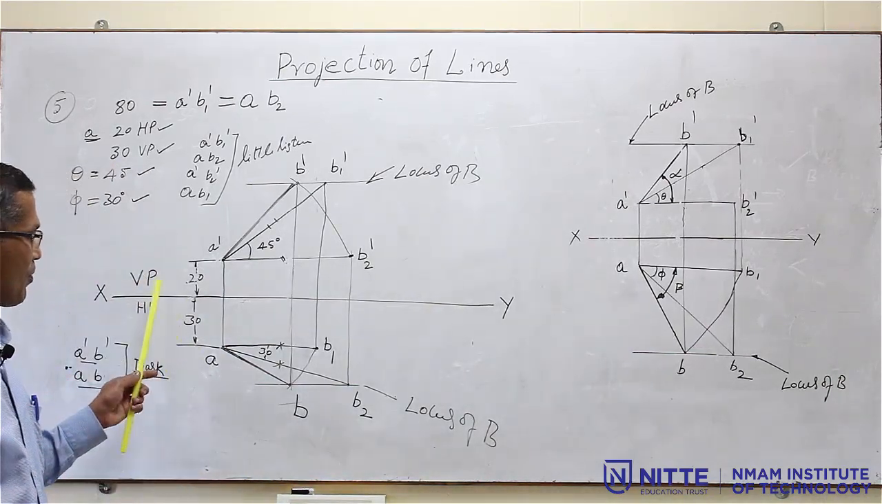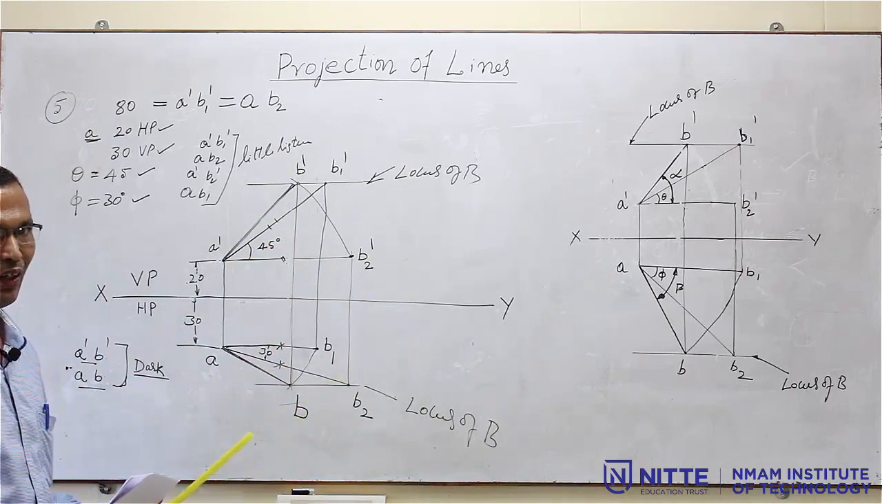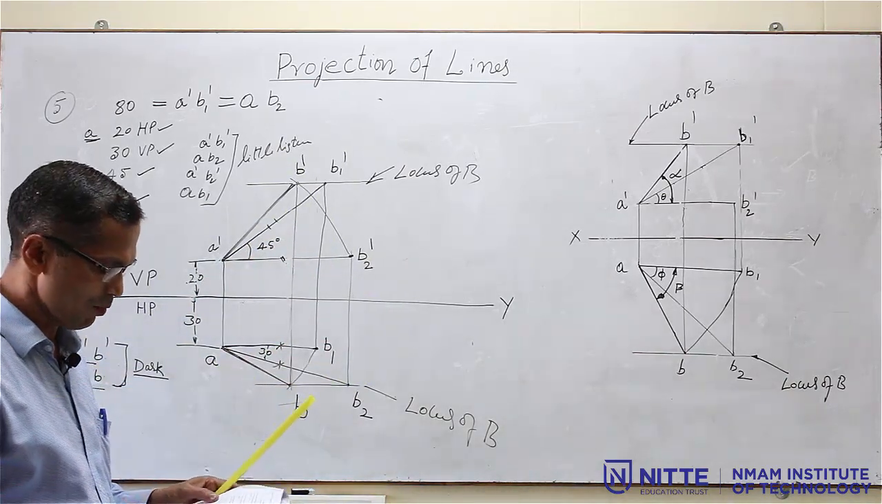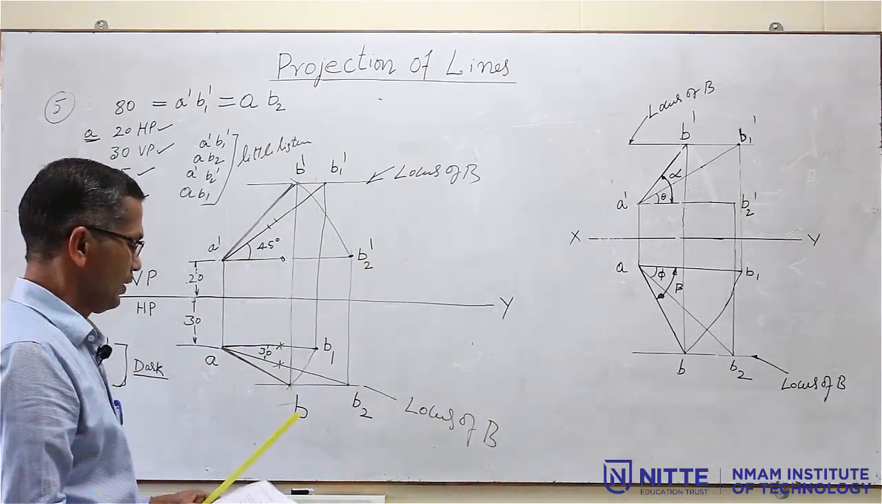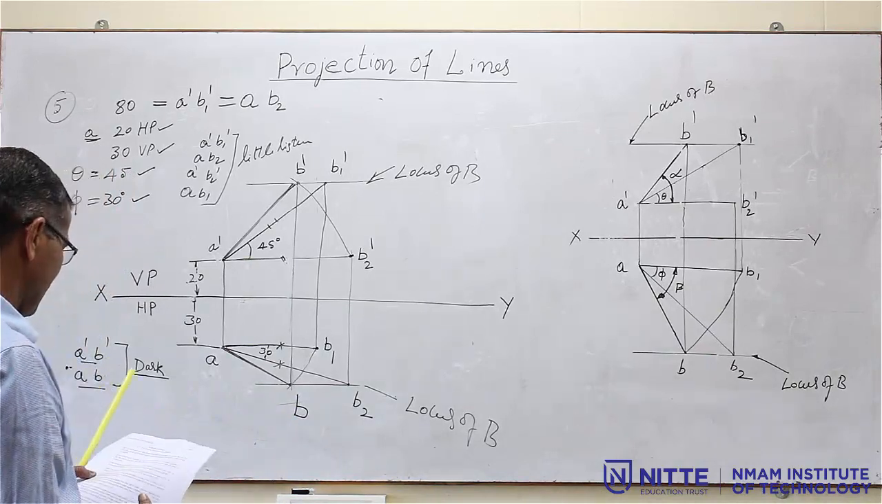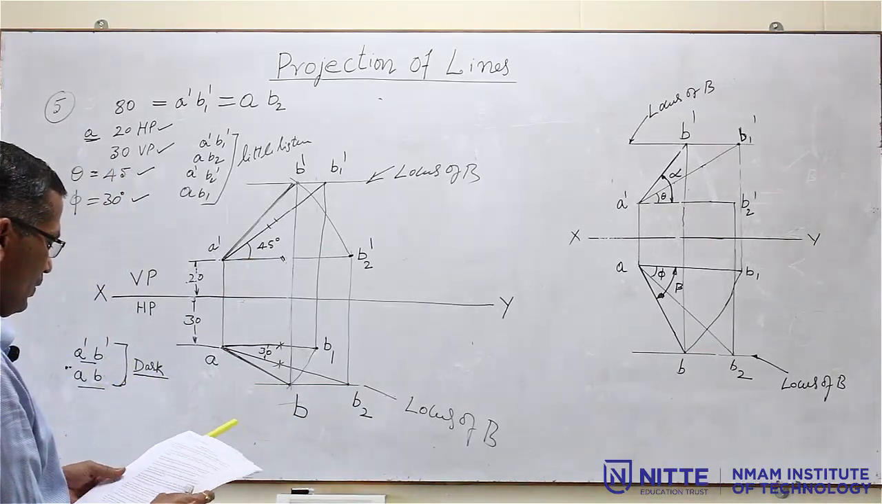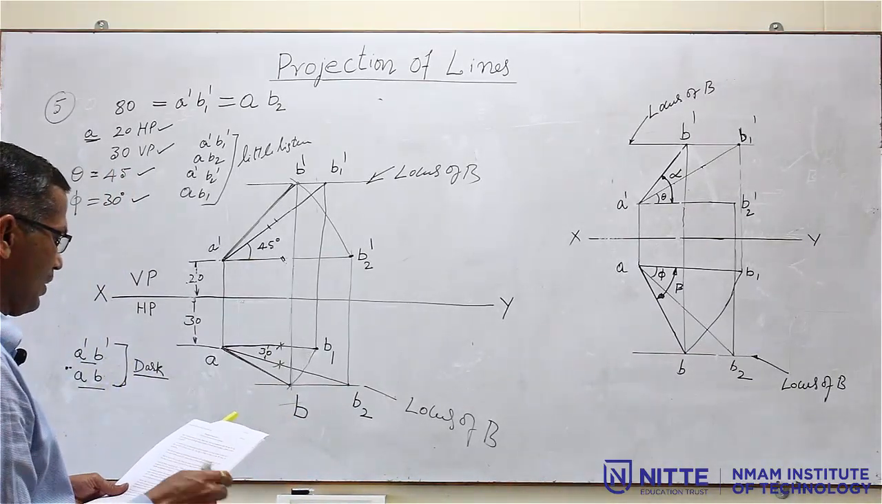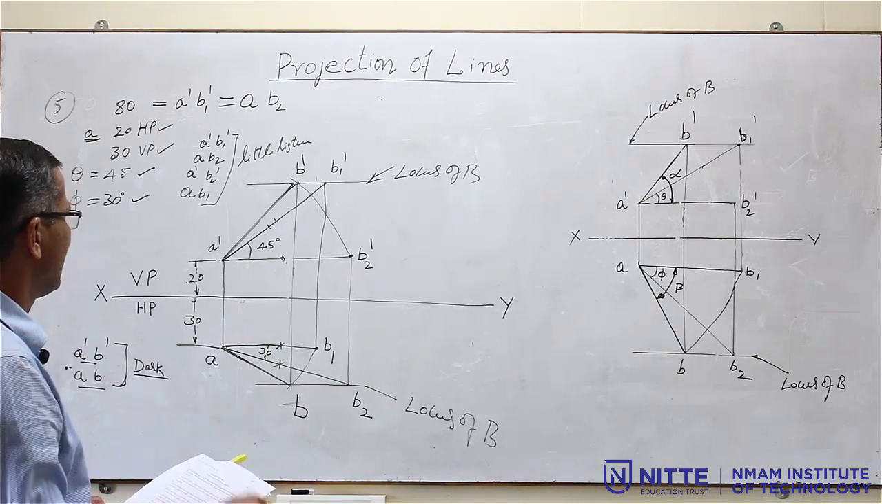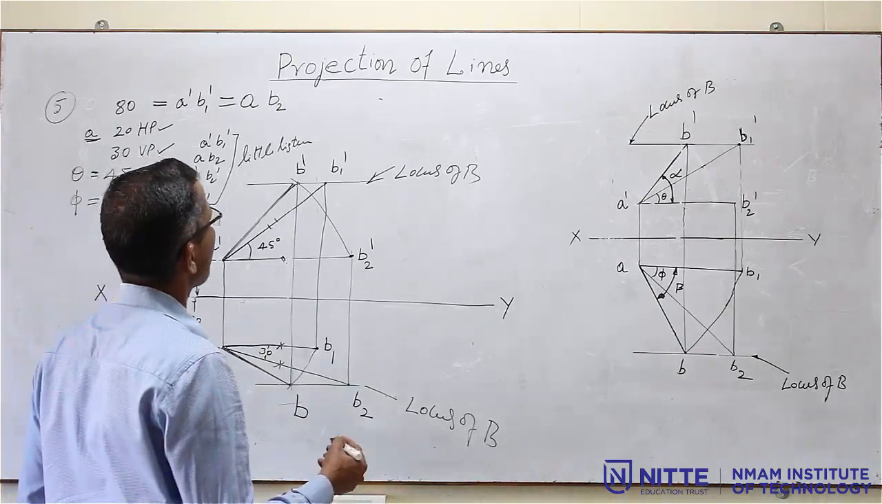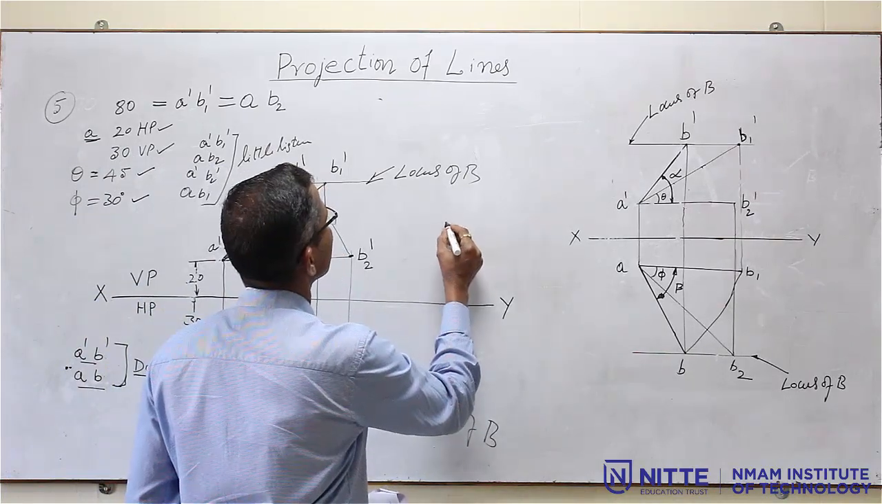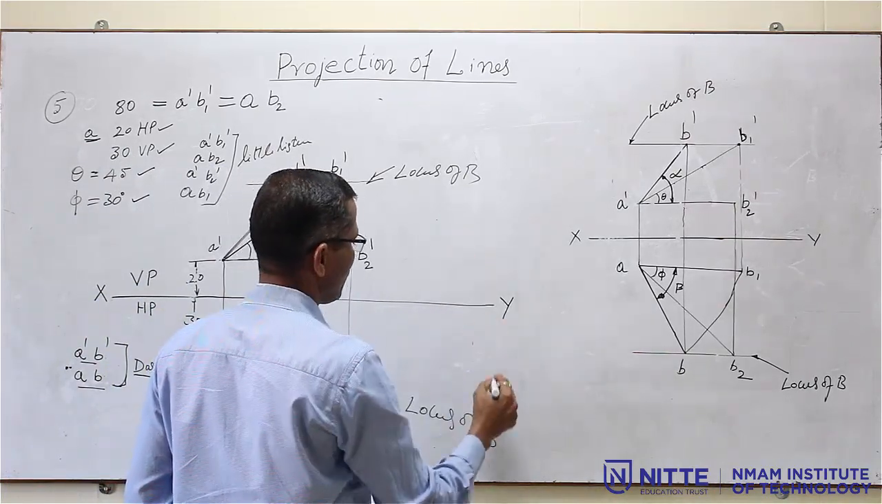Now in this, the profile view is not necessary. If they are not asked, then no need of drawing the profile view. But you have to answer the questions. They ask the question: find the apparent length. Apparent length means the front view length. You have to give the answer here.